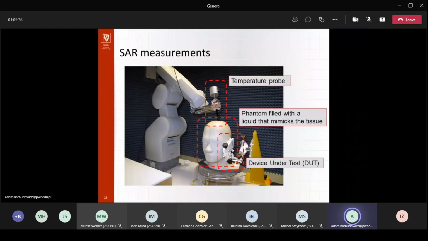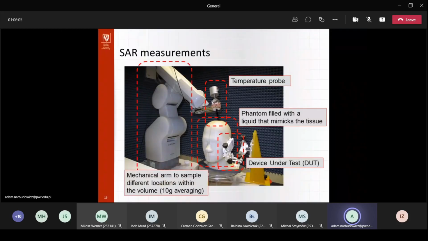And here we simply have a temperature probe, right? So this allows us to put the probe into the phantom, into the skull, and measure over a certain time the increase of temperature at a certain location. And this data can later be recalculated to the specific absorption rate. And then, of course, we have a mechanical arm which allows us to sample different locations, right? Because as I mentioned earlier, the values should be averaged over 10 grams of tissue.